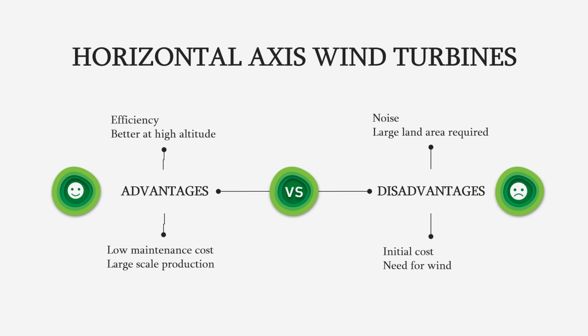The horizontal axis wind turbines require a minimum wind speed to generate electricity, which means that they may not be suitable for use in areas with low wind speeds. And initially, they're expensive to install, which can be a barrier to widespread adoption, especially in developing countries. Overall, horizontal axis wind turbines are a well-established technology that can be used for large-scale power generation, but they have some limitations, including their impact on wildlife and the need for adequate wind speed to generate electricity.